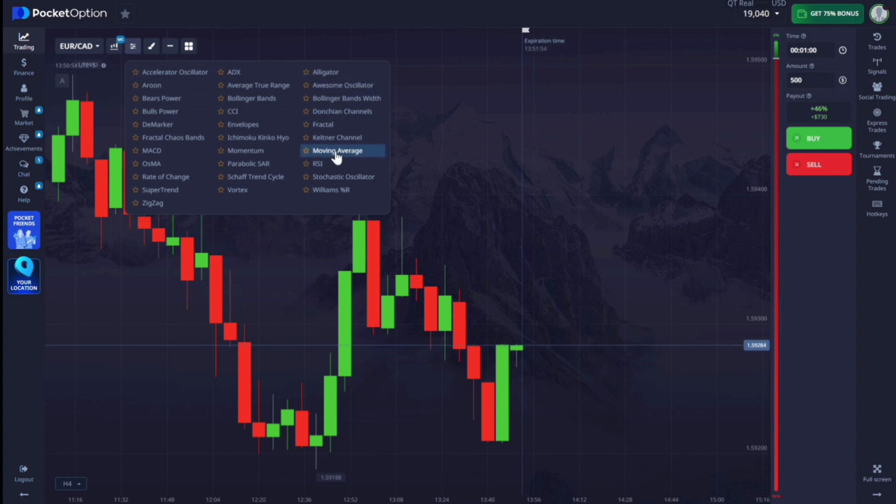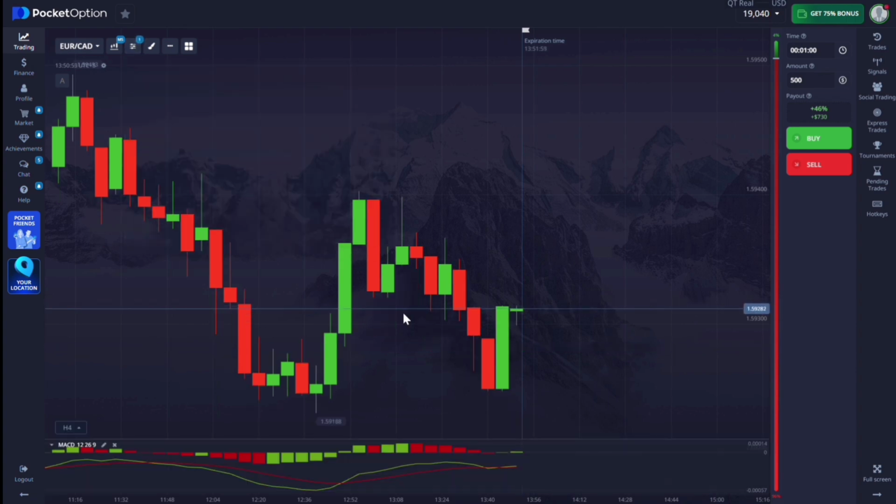First, we will select the indicator MACD crossover strategy, which will have a 1 minute time frame, and the trade will be $500, and the indicator settings are the same as it.